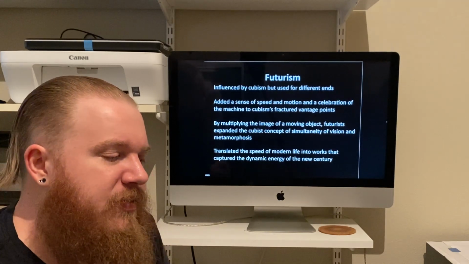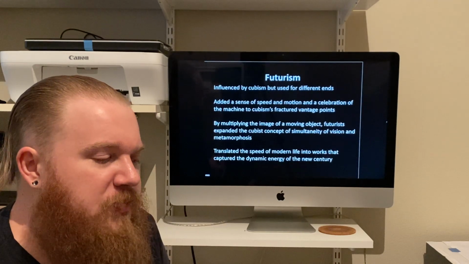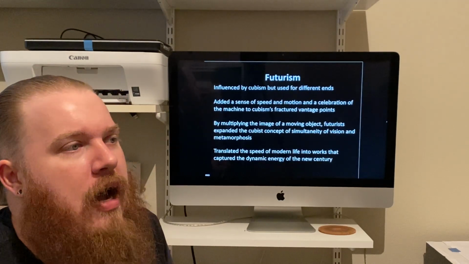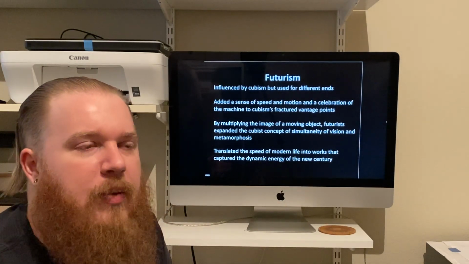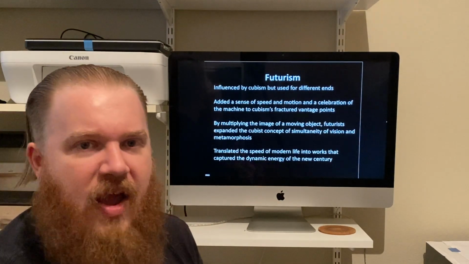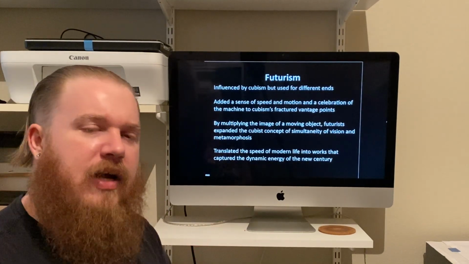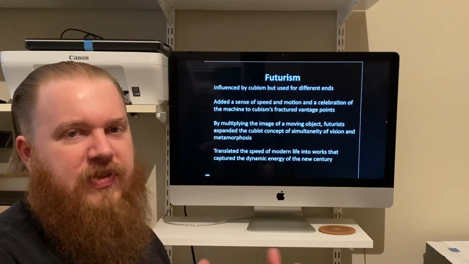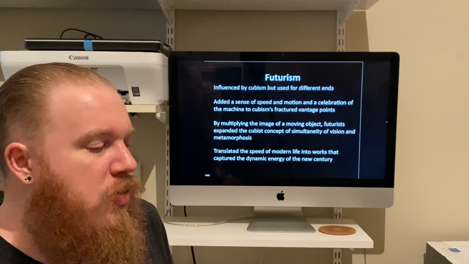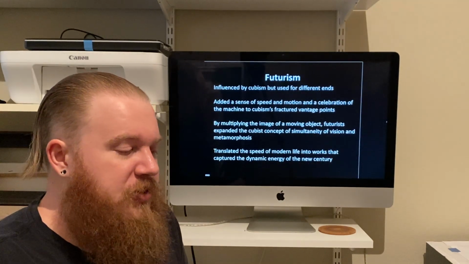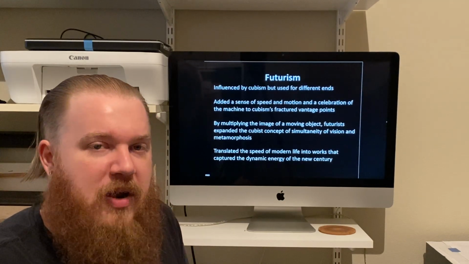So it added a sense of speed and motion and a celebration of the machine to Cubism's fractured vantage point. So it's really embracing modern technology of its time, this more fast-paced lifestyle that's beginning to emerge, and trying to represent those things within the confines of this Cubist aesthetic, if you will. By multiplying the image of a moving object, futurists begin to expand the Cubist concept of simultaneity of vision as well as metamorphosis.